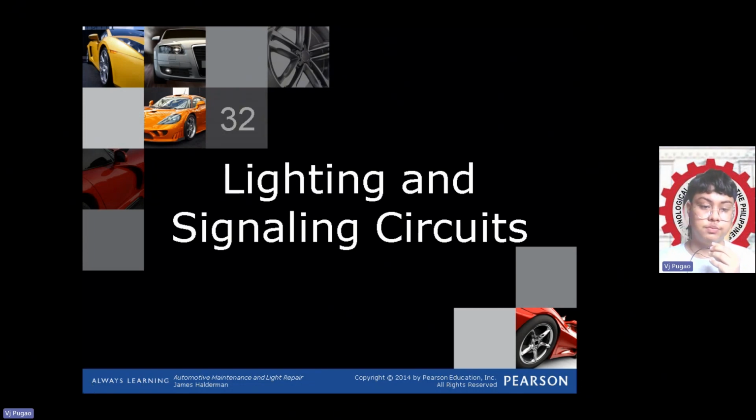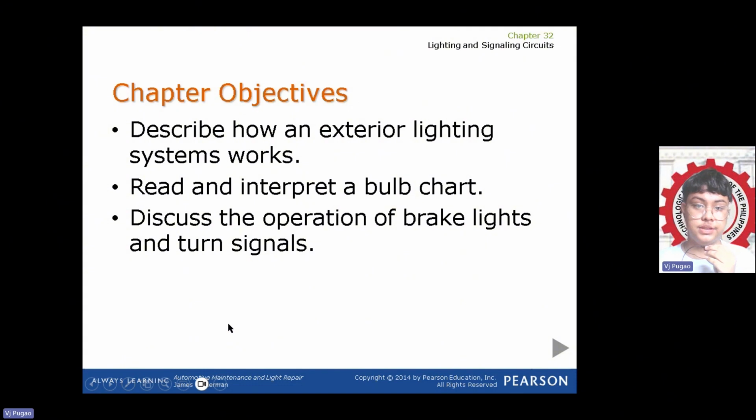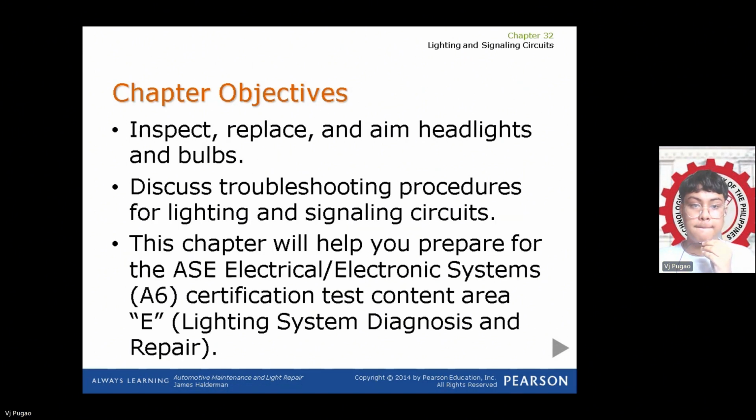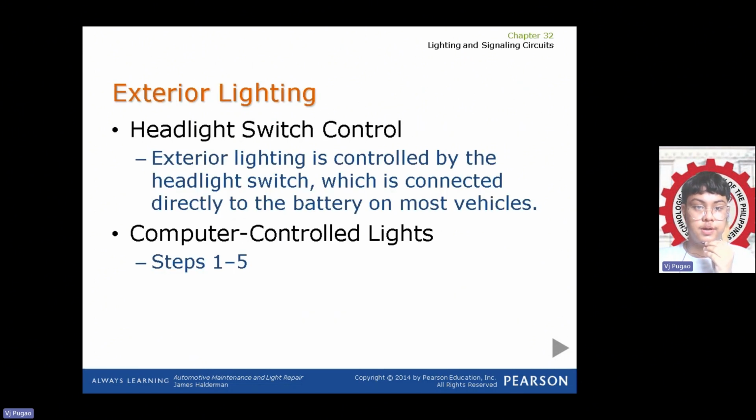So the objective of our lesson is to describe how an exterior lighting system works, written in terms of the bulb chart, discuss the operation of brake lights and turn signals, inspect, replace, and aim headlights and bulbs, and discuss troubleshooting procedures for lighting signaling circuits. This chapter will help you prepare for the ASE Electrical Electronic System certification test, content area lighting system diagnosis and repair.